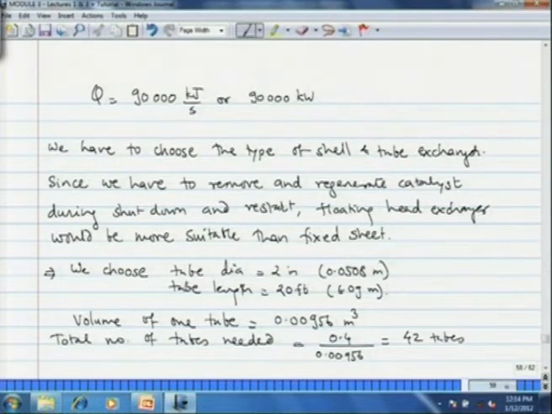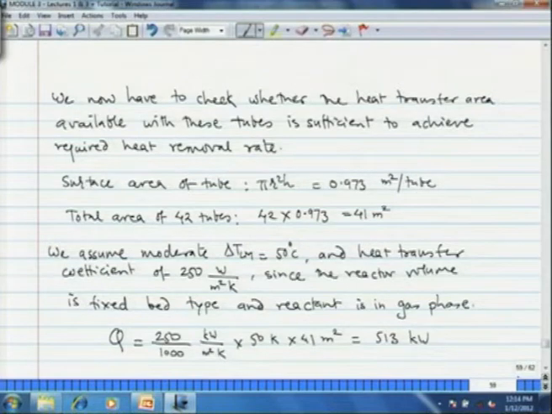Now, we have to see whether the area available in these 42 tubes is sufficient to achieve the required heat removal rate of 90,000 kilowatt, or 90 megawatt. The surface area of the tube can be estimated by the standard pi r square h formula, and it turns out to be 0.973 meter square per tube. So, the total area of 42 tubes is 42 into 0.973, that is 41 meter square.